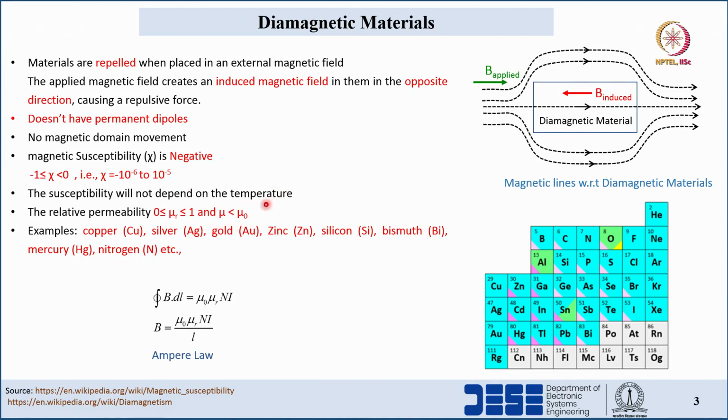The susceptibility does not depend upon the temperature, and the relative permeability of the material is less than 1. In the last lecture we discussed Ampere's law. If the mu r value is very small or negligible, then there is no use of it. Even if we utilize a core, we are not at all increasing the magnetic flux density, so these materials will not enhance the magnetic fields. Examples of diamagnetic materials are copper, silver, gold, zinc, silicon, bismuth, mercury, nitrogen and so on. We can see from the periodic table that many elements exhibit diamagnetic properties.